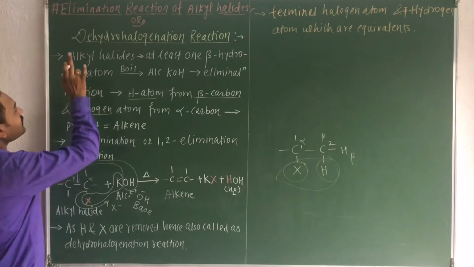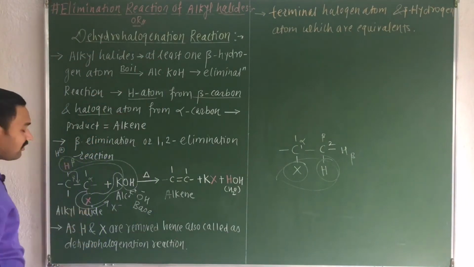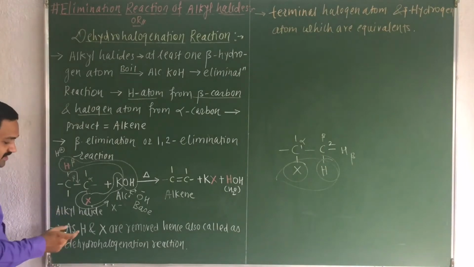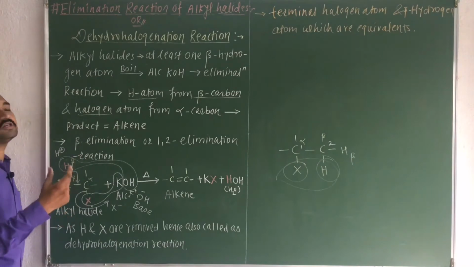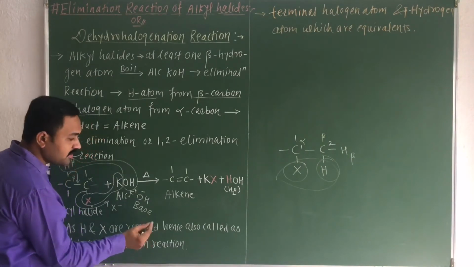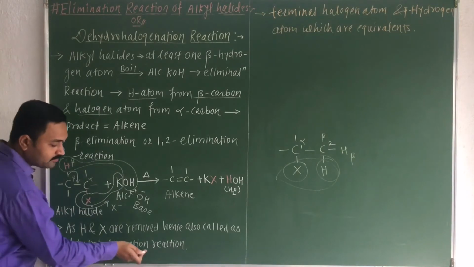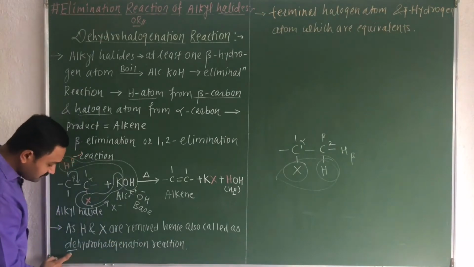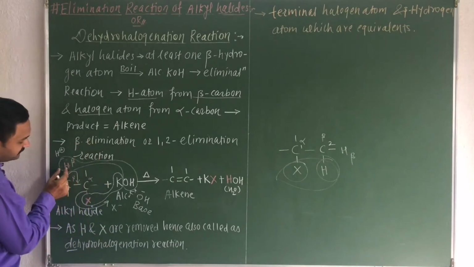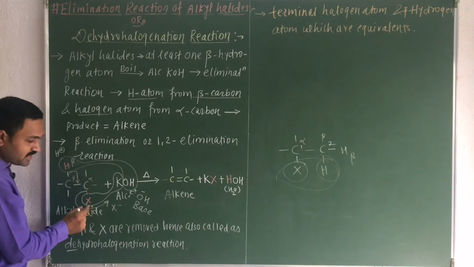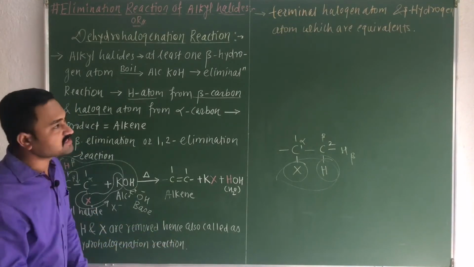Now this reaction is also called a dehydrohalogenation reaction. Why is this reaction called a dehydrohalogenation reaction? Remember, in this reaction hydrogen as well as halogen is removed. Hence this reaction is called a dehydrohalogenation reaction. De means remove. We eliminate the two atoms, hydrogen as well as the halogen. Hence this reaction is known as a dehydrohalogenation reaction.